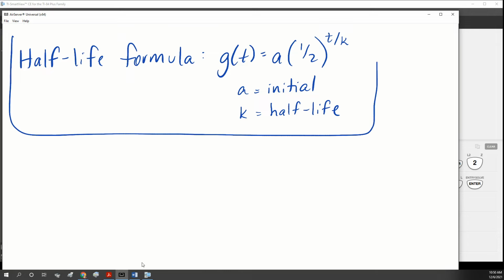Now, some radioactive elements, the half-life is in years. Some it's in minutes. Some it's in hours. So it just depends on how quickly the material decays or how slowly. Why don't they just call it a full life? Well, because some of it will always remain. It won't decay to 0. There'll always be some remnants of it.